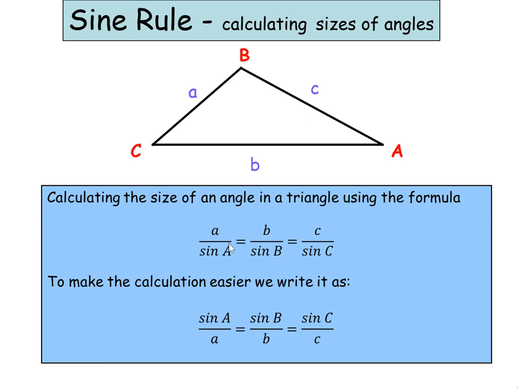Now, as you can see, we've got two formulas written down here. The first one is what's written in your formula sheet, and the formula that we wrote down last lesson when we were doing sine rule to calculate a side. To make the calculation easier when you're working out an angle, it's much easier if you just invert all the fractions. It obviously equals the same, but it makes it easier when you're moving things about in the equations. So when you're working out the angle, you put the angles on the top. When you're working out the sides, you put the sides on the top.